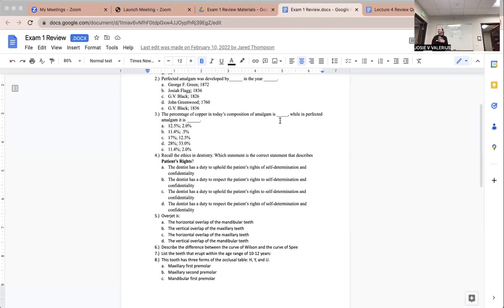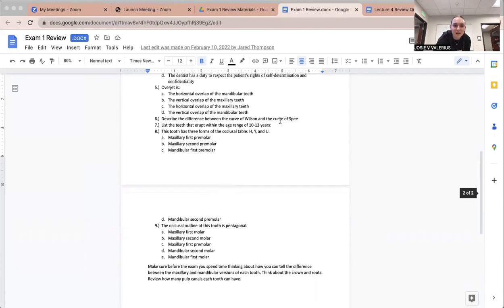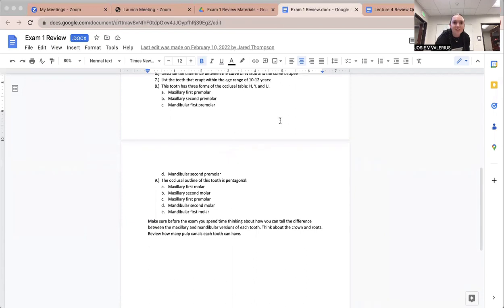And then lastly, you guys don't know this yet, but this tooth has three forms of the occlusal table, which is H, Y, and U. Sorry, it doesn't have all of them up there. It should also say mandibular second premolar, which is the answer. I was like, wait, I'm so confused. That should be the answer. So you guys will learn that next week. And then next week I'll write out this again for the mandibular teeth, or you guys can make your own.